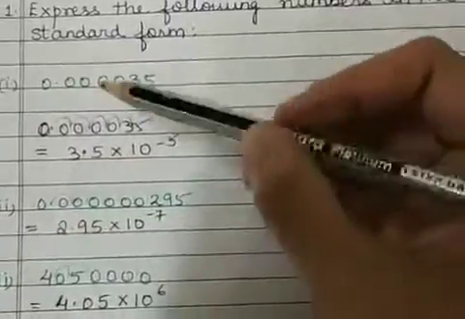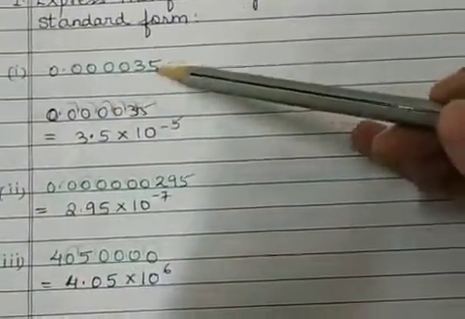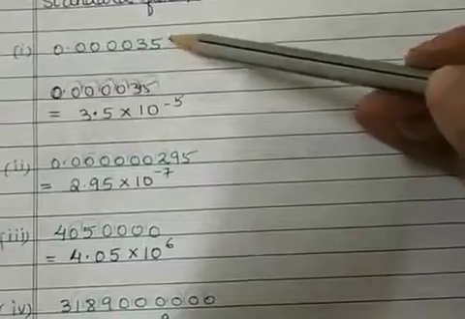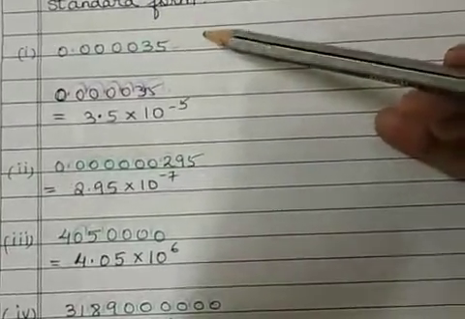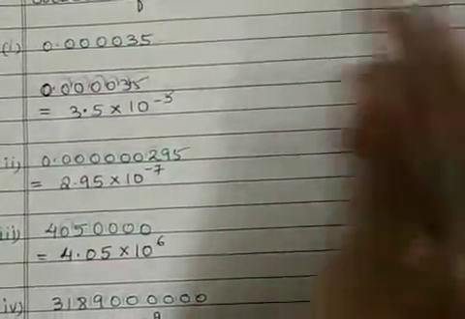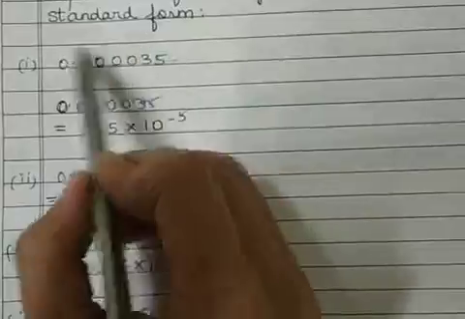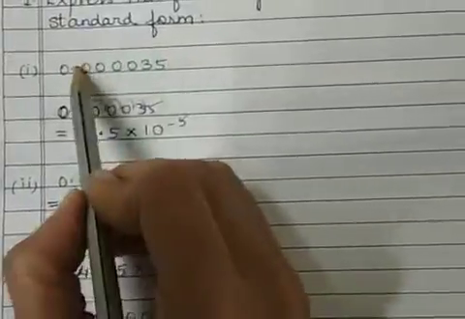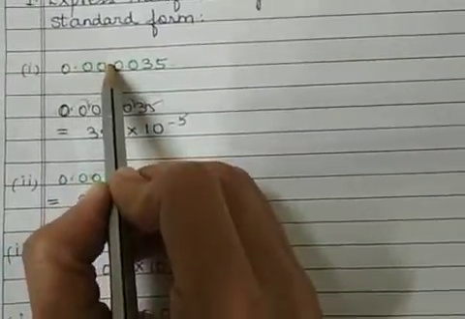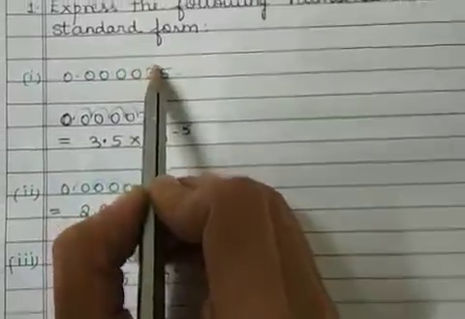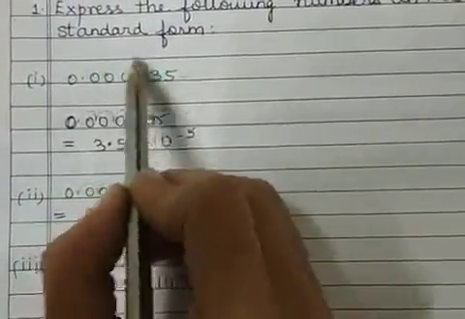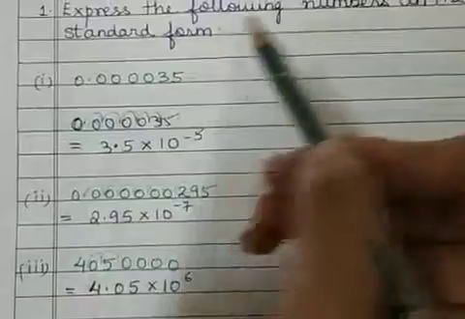So to express it in the standard form, I have to multiply this number with 10 to the power of something. Now let us see what we have to multiply. If I want 3.5, in which direction do I have to move? To the right. So I have to move 1, 2, 3, 4, 5 places to the right to get 3.5.